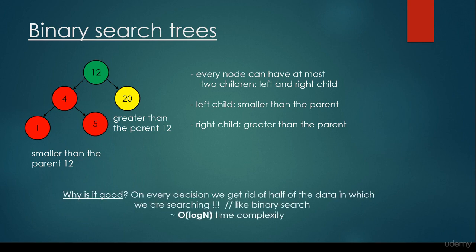You may pose the question, okay, why is it good? We have been talking about arrays, linked lists. They are going to solve our problem. Why bother about binary search trees? Because in every decision, we get rid of half of the data in which we are searching, and that's why the time complexity is going to be very, very favorable for binary search trees. It is very, very similar to binary search. We can get rid of the data on every iteration, and that's why the time complexity will be O(log n).